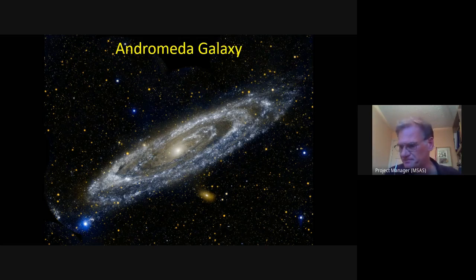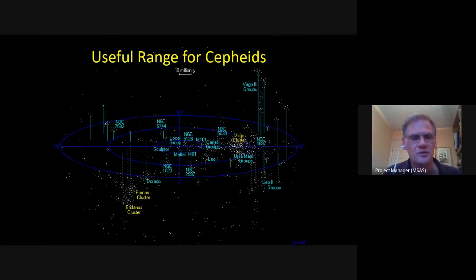So the useful range for Cepheids, because obviously as they get further and further away they get too faint to measure, is a few tens of millions of light years. And at that scale you can pick up quite a lot of galaxies, and you can see each of those dots on that graphic there as a galaxy. So that's the sort of picture of the universe you can get using Cepheids to measure distances.